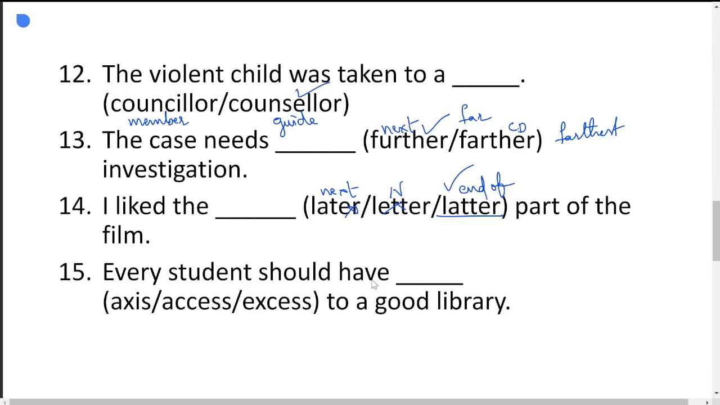Next, every student should have access to a good library. So what can be used here? Look at the first one. Axis is nothing but it can go with the meaning of line, any line. Next, access. Access, it is the meaning of anything that is entry. Next, excess is which you can go with the meaning of extra, more than that is needed. Now every student should have entry to a good library, or they should make use of a good library, that is ACCESS.